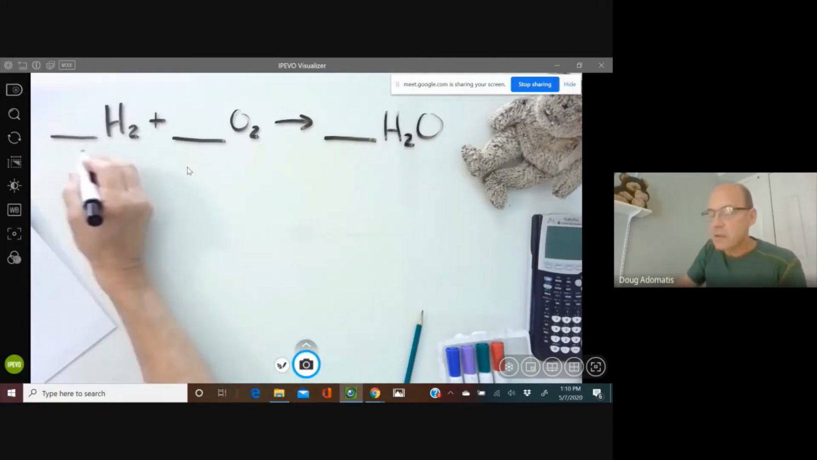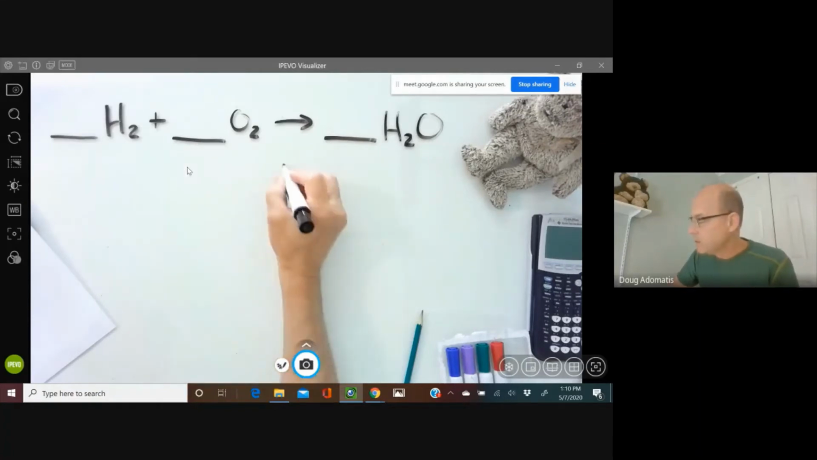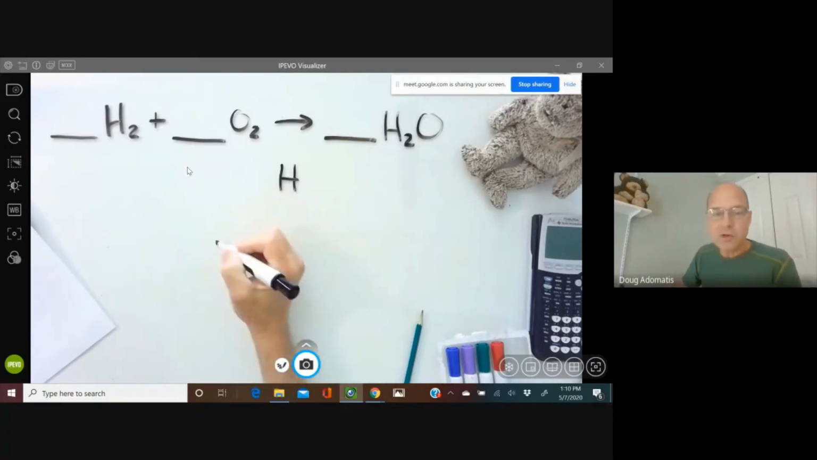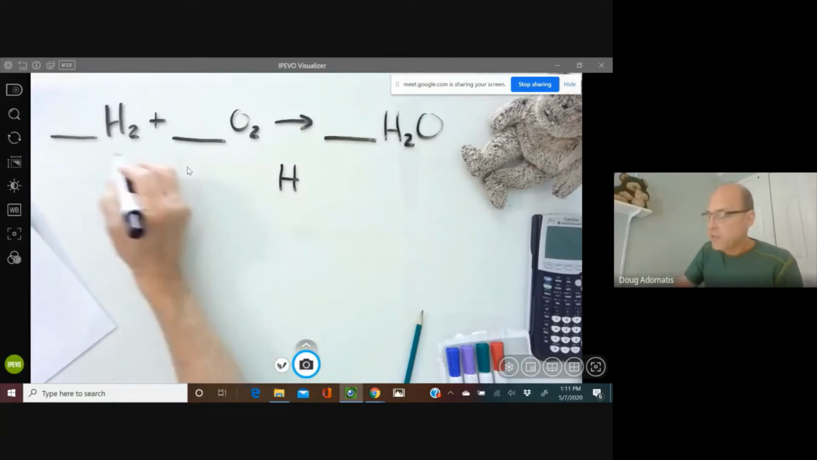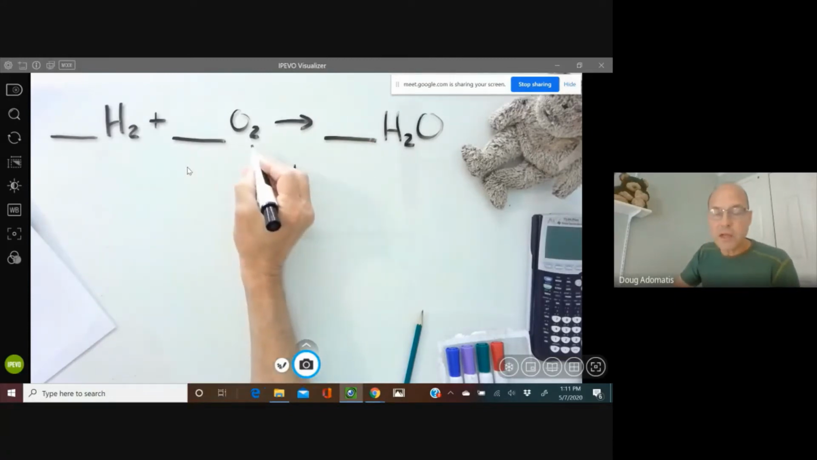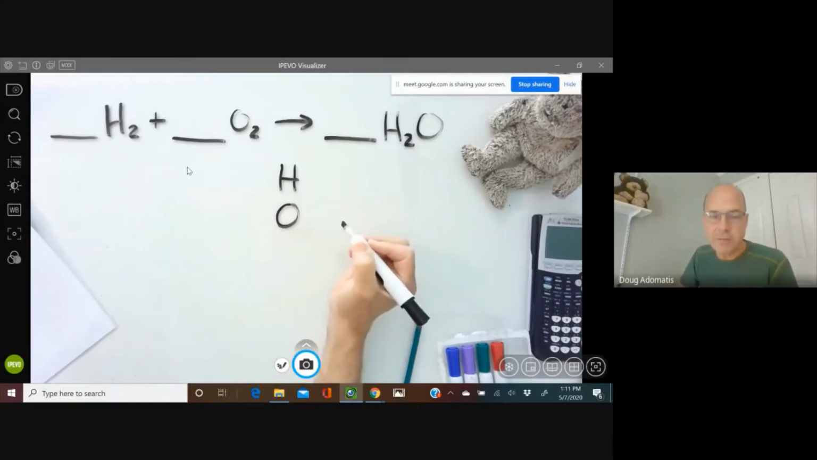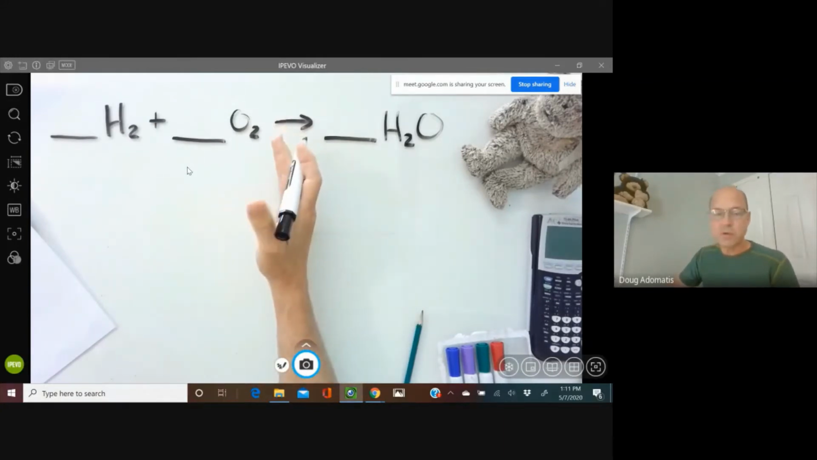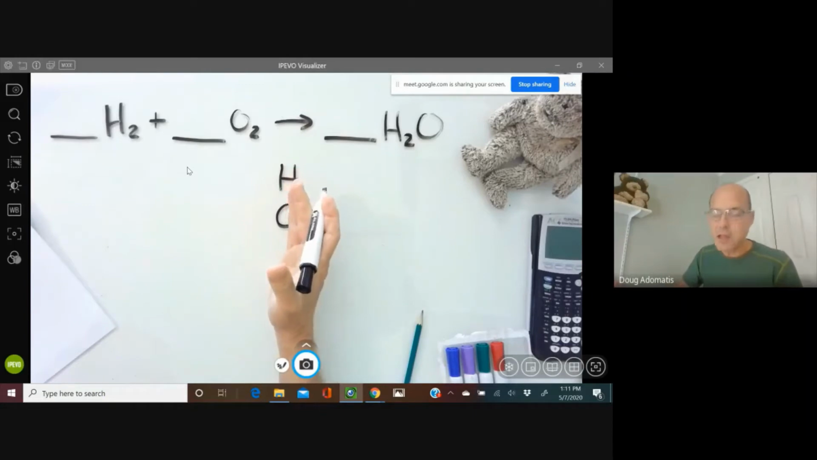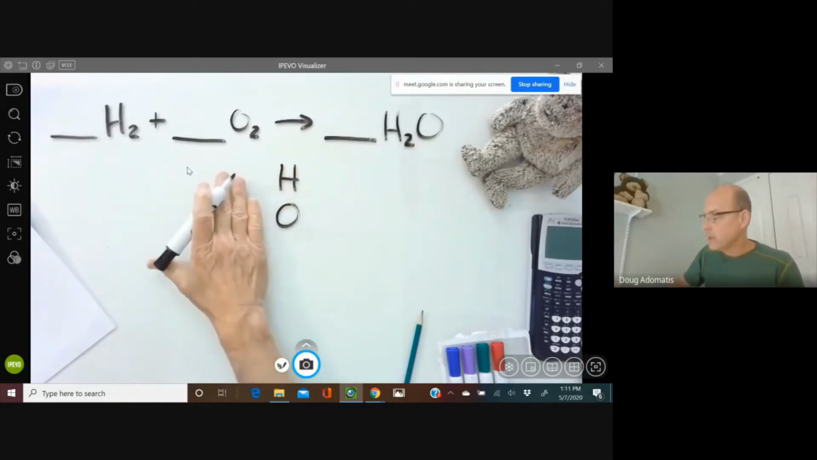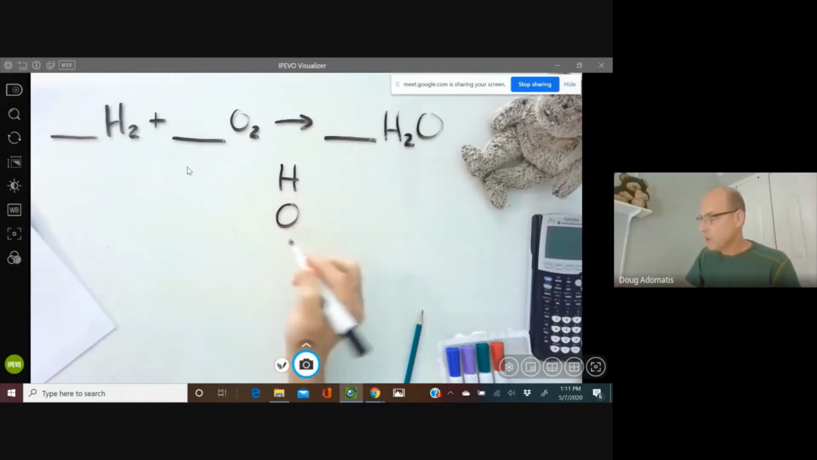So the first element that we come to in the reaction is hydrogen, and we are going to write that directly underneath the arrow. Then the next element that we come to in the chemical reaction equation is oxygen, and we're going to write that right underneath. Now what we're doing is we're setting up basically a balance sheet. We're going to write things on either side here. Okay?